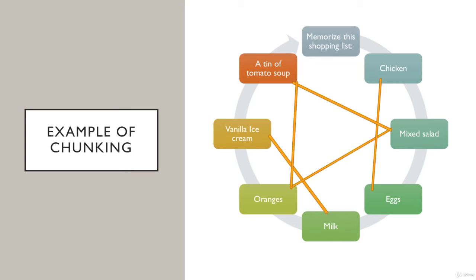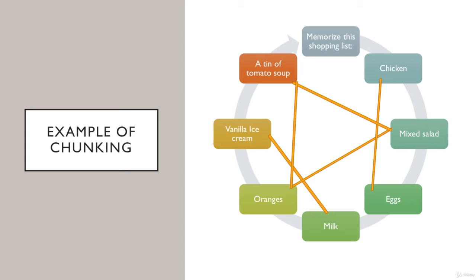So chicken and eggs, well, they go together. It's probably the same animal, assuming you're buying chicken eggs. So chicken and eggs is a natural group. Then I have grouped milk with vanilla ice cream. They're both a dairy base. Vanilla ice cream and milk seems like a natural group.